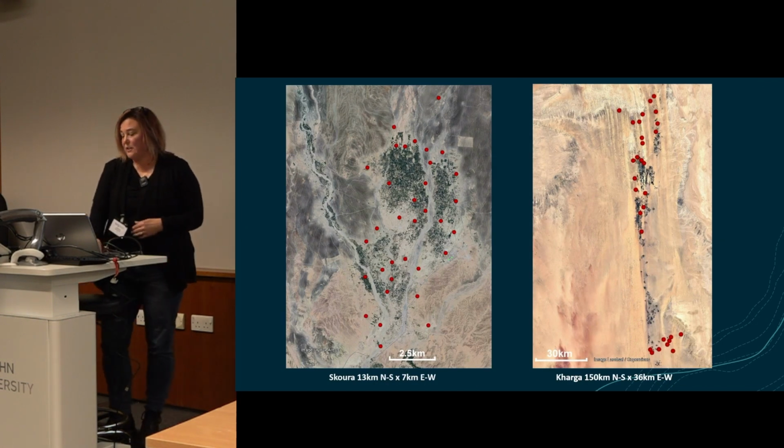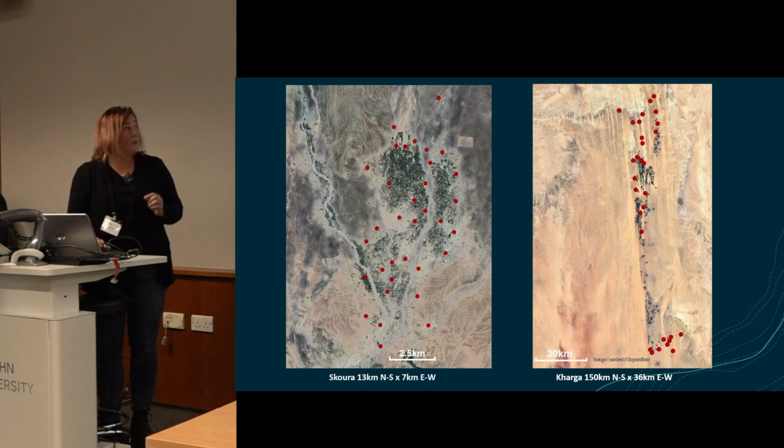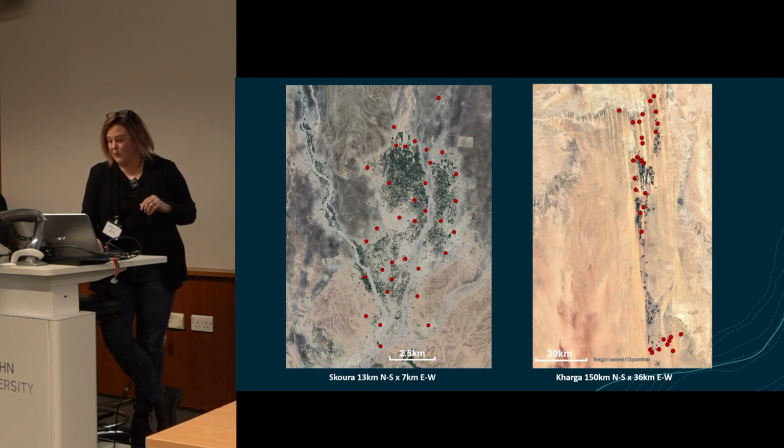So here are current Google Earth images of Skoura Oasis on the left and Kharga on the right. As you can see, Skoura is a small oasis, while Kharga is a very long, narrow band of active oasis with several outlying areas of historic relict oasis. Concentrations of Khettara and Qanat are shown in red here. Despite the difference in area, both oases have about 30 to 37 distinct groups of these features, with around 100 systems in each oasis.